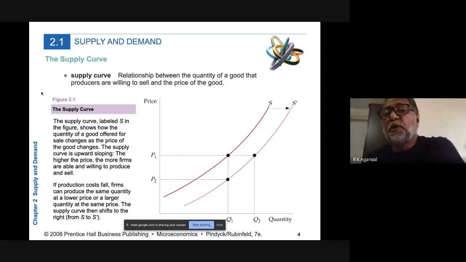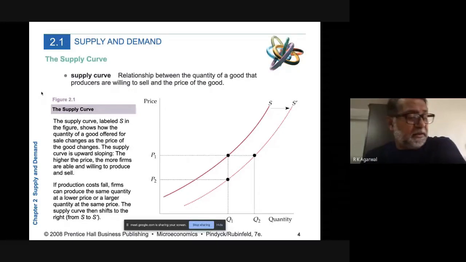Again, we will presume that all other factors are constant. If technology improves, you produce more per unit of time at the same cost, then you will be able to supply more, and as a result, the supply curve will shift to its right. So this is what is supply, the supply curve, and the shift in supply.